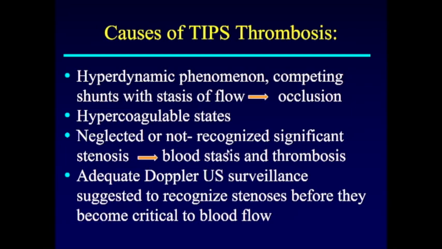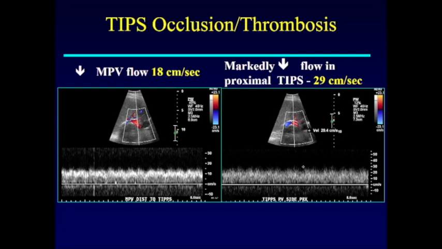The causes of thrombosis are also unknown. People have speculated there's a hyperdynamic phenomenon that causes competing shunts with stasis of the flow, which leads eventually to occlusion. Also, there's neglected or not recognized significant stenosis that goes on to blood stasis and thrombosis. Some people therefore recommend adequate Doppler surveillance so one can recognize the stenosis before they become critical to blood flow and cause thrombosis. Just a couple examples of occlusion.